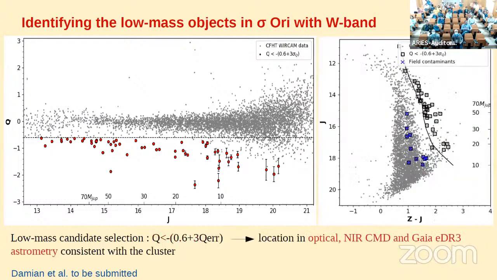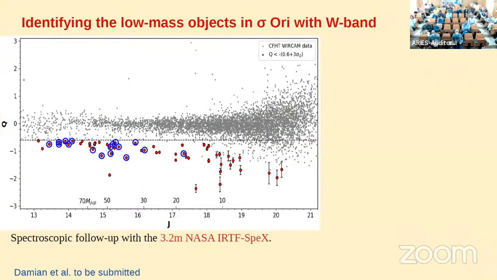And then for these objects, we look at their location in different color-magnitude diagrams, both optical and near infrared. In the CMD on the right, we see that some of the initial sample of brown dwarfs are lying along the field sequence. These are some of the field contaminants, so we exclude them. For the remaining brown dwarf candidates, we then look at their astrometry, to see if it is consistent with that of the Sigma Ori cluster, using the Gaia DR3 data. This way, we filtered out 17 candidate brown dwarfs, which are highlighted here in blue.